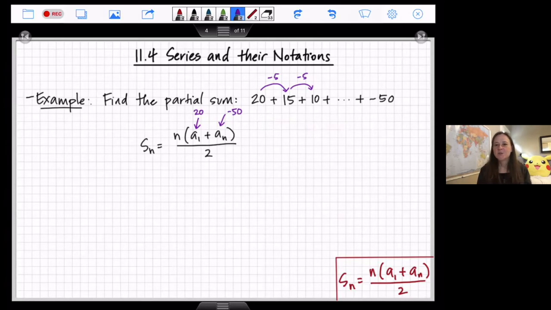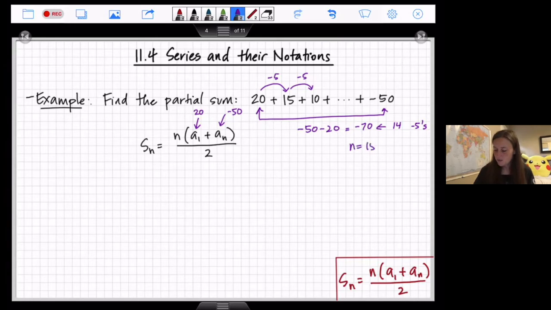So just like the last one, I'm going to subtract negative 50 minus 20, my end point minus my start point, and say, how many negative 5s have I done? So this is negative 70. And I'm just going to divide that by my negative 5. Negative 70 divided by negative 5 gives me 14. So this is 14 negative 5s. And just like the last one, if we're subtracting 5 14 times, that means we're creating a list of 15 numbers. So that means that my n must be equal to 15.